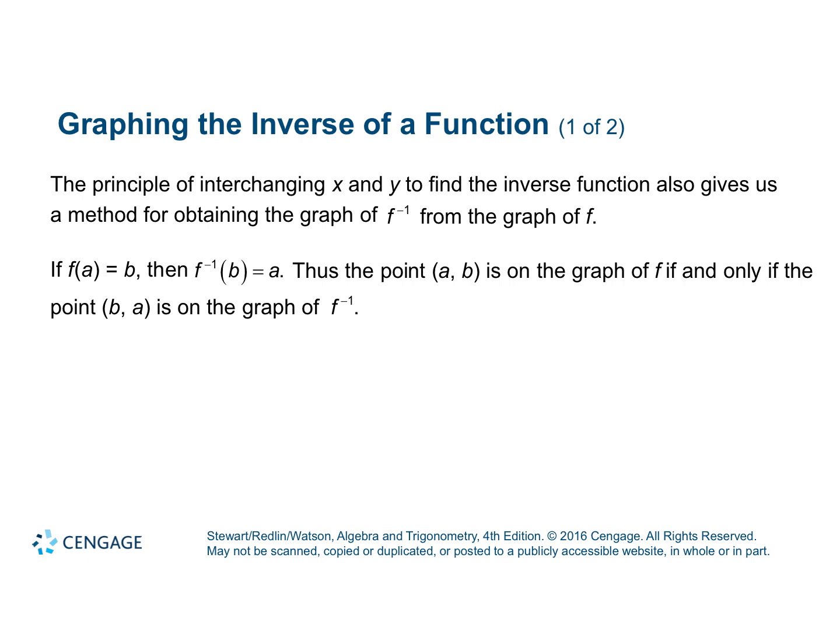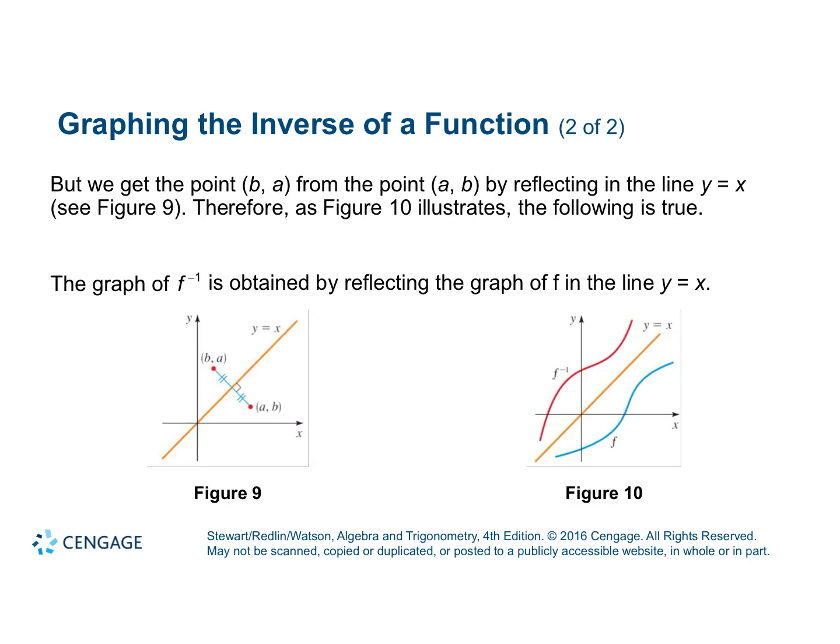So what we did earlier, we flipped the two numbers, we flipped the x and the y. So if you were to graph it, whatever your x originally was, that is now your y, and then vice versa. So in this example, we have graphing the inverse of functions, but we get the point (b, a) from the point (a, b) by reflecting in the line y is equal to x. Let's see figure 9. Therefore, as figure 10 illustrates, the following is true as well. So the graph of f inverse is obtained by reflecting the graph of f in the line y is equal to x. You guys remember this from geometry?